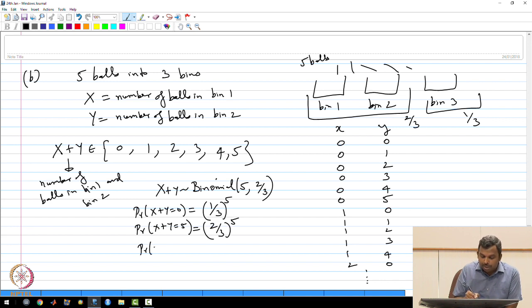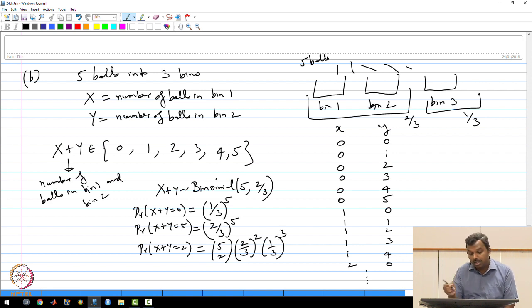So any other value you pick. Let's say x plus y is 2. There are 5 choose 2 different ways in which this can happen, and 2 balls land in bin 1 or bin 2, and 3 balls land in the other bin. So this is possible. One can do this. It's quite okay. But any other function is going to be a little bit more tricky.